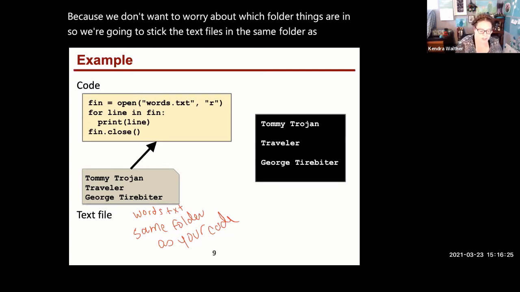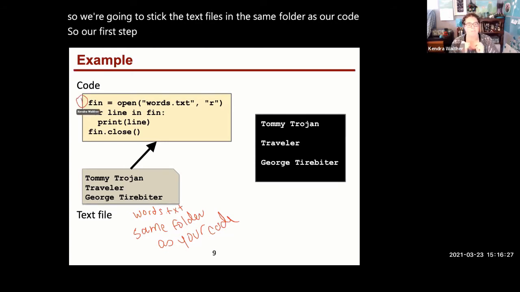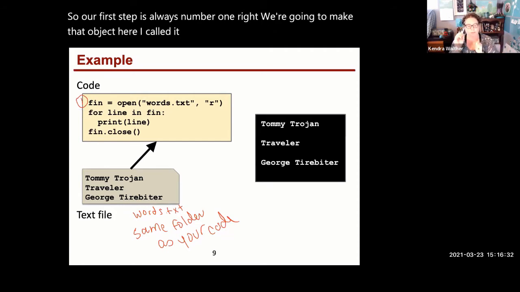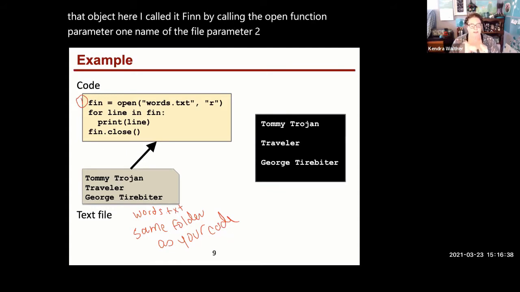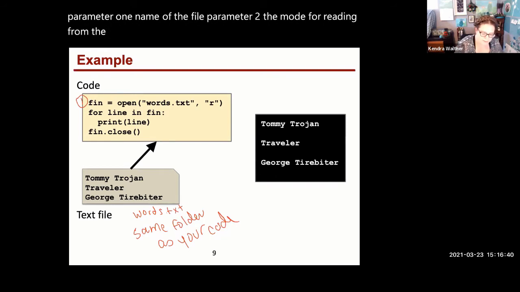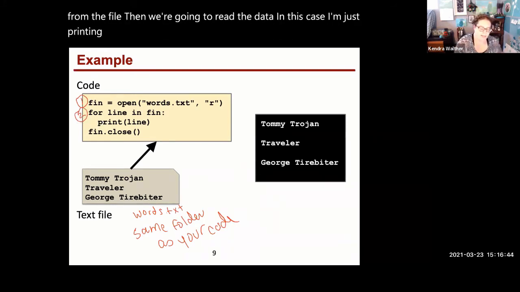So our first step is always number one: we're going to make that object. Here I called it fin, by calling the open function, parameter 1, the name of the file, parameter 2, the mode for reading from the file. Then we're going to read the data. In this case, I'm just printing each line of the data as I go. And then my third step would be that I would close.